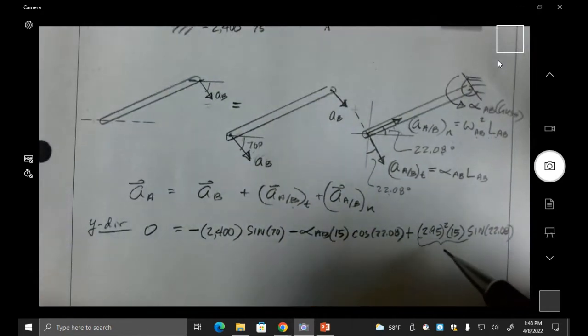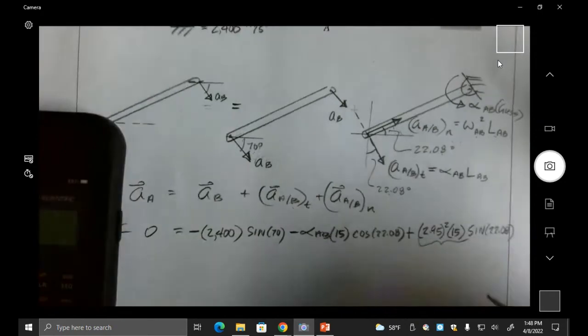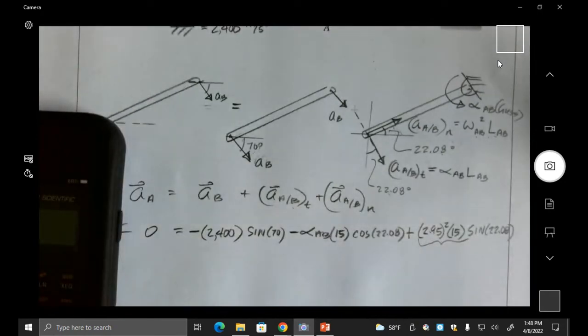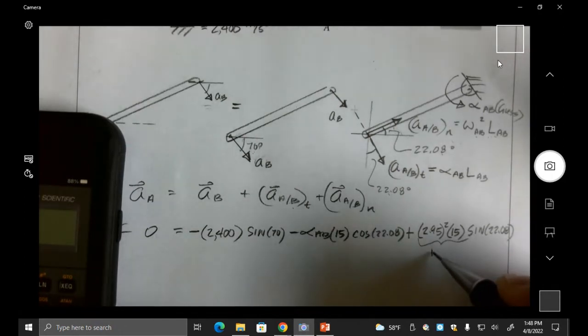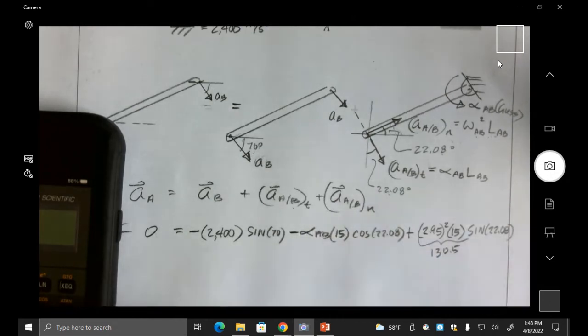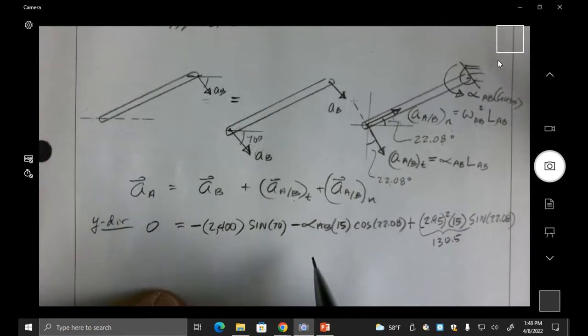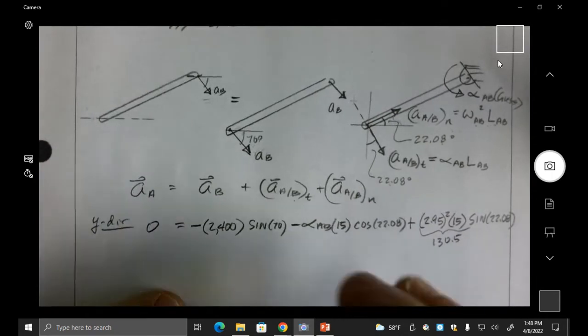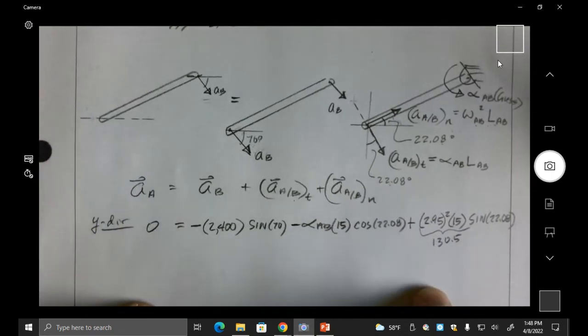You could save yourself one calculator step by finding that out right away. 2.95, except I made it 2095, 2.95. Somehow I did that. Squared times 15. So that's going to be 130.5, I think. Okay, but no, I mean, because I'm going to need to calculate that again down in the x direction.